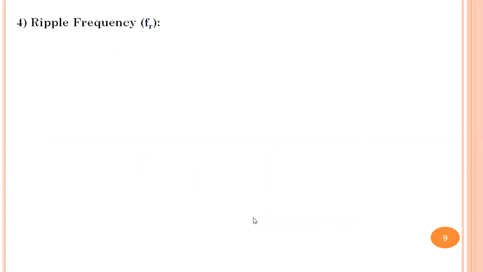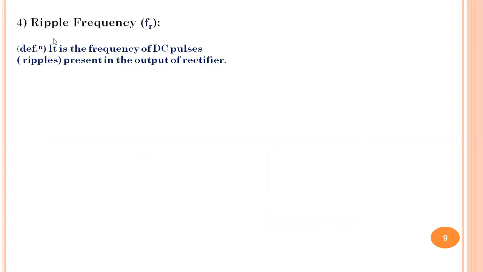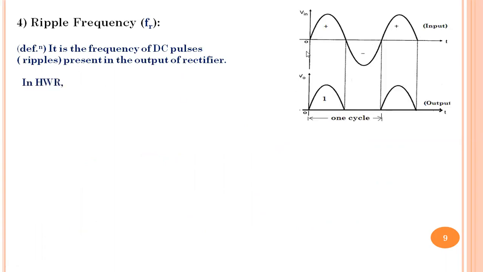Come to the next one. Fourth, the ripple frequency. We'll first define it. It is the frequency of DC pulses, meaning ripples, present in the output of the rectifier. If you observe the waveform in the half wave rectifier, this is the input and this is the output. In one cycle of input AC, what do we find? Only one DC pulse, meaning only one ripple is present. Then for the second cycle, we get the second ripple and so on. So in every cycle of AC input, a single ripple is present.